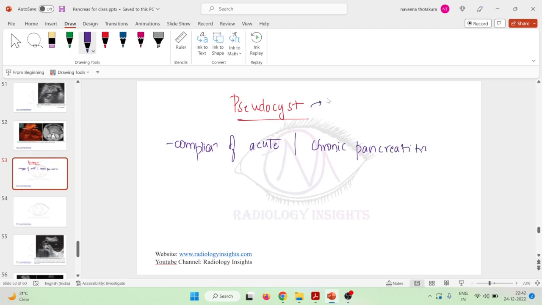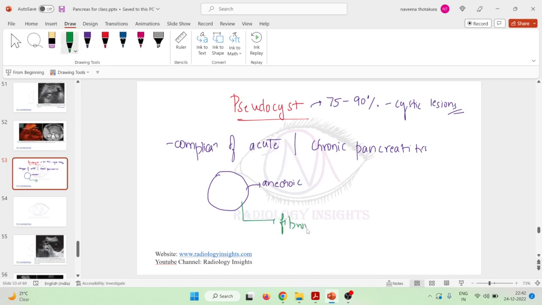Pseudocysts consist of almost 75 to 90% of cystic lesions of the pancreas. Among all the cystic lesions of pancreas, 75 to 90% of them constitute the pseudocyst. The pseudocyst is an anechoic structure, and it is surrounded by either fibrous tissue or granulation tissue. There is no epithelial lining, which is one important thing.